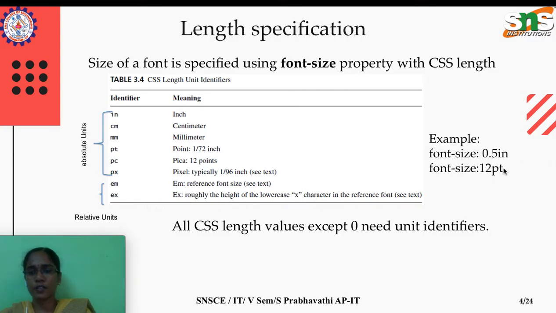Okay, so here are some examples of font size in different units. For font size, you can pick any of these choices. Font size is 0.5 inch, here it is 12 point. Apart from 0, font size 0 means no need to have a unit value. Except 0, all the remaining font sizes need identifiers like inch, centimeter, millimeter, PC, PT, PX, like that.